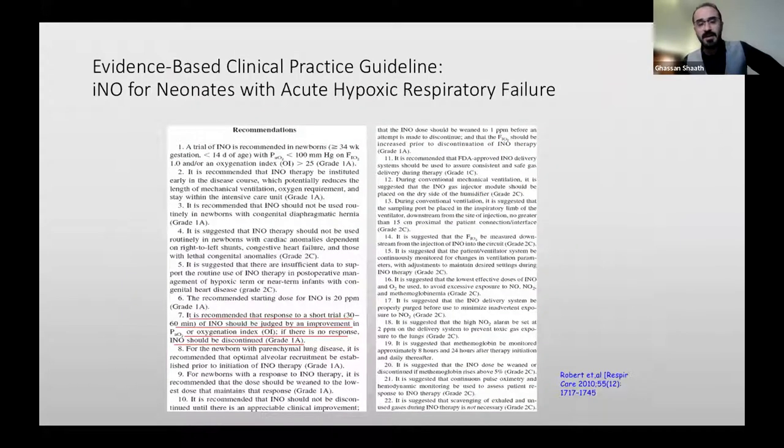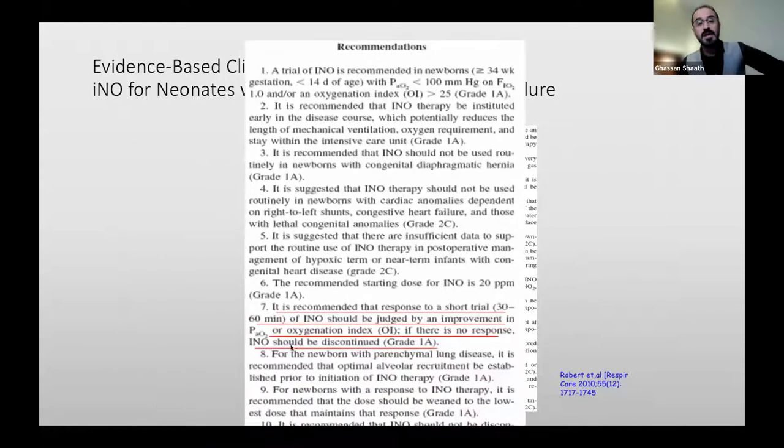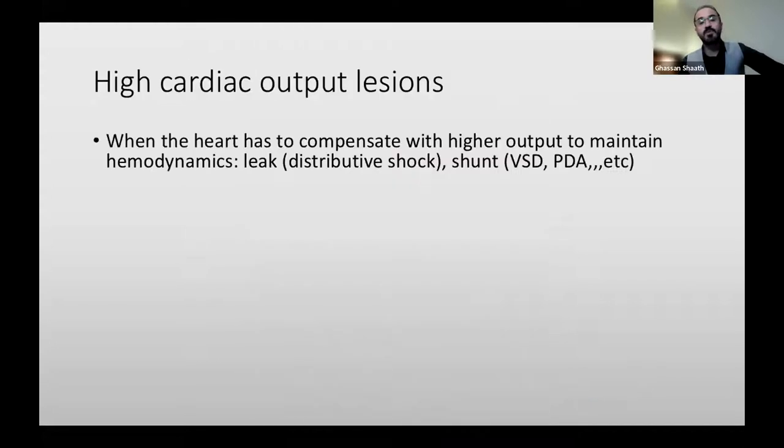A little reminder that some of the evidence-based clinical practice since 2010 indicates that it is recommended to stop nitric oxide if 60 minutes showed no increase in PaO2 or oxygenation index. But that probably becomes very difficult in real life for a clinician who has a very critical child not maintaining hemodynamics, especially if the nitric oxide is not adding harm and the methemoglobin is at a controlled level.